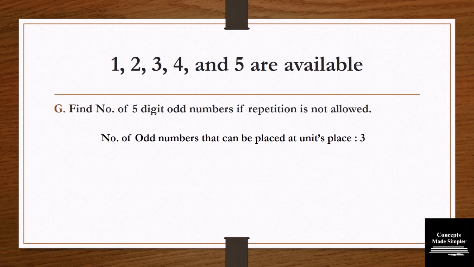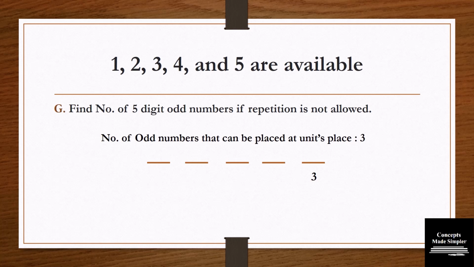Just a suggestion: whenever you have a case wherein a restriction is involved, always try filling those placeholders where we have restrictions first, and then go ahead filling the other placeholders sequentially. So in this case, we have 5 placeholders. The restriction is on the units place, so we fill that place first, and that place can be filled in 3 ways.